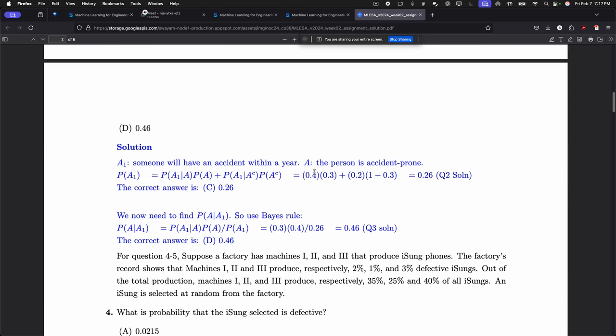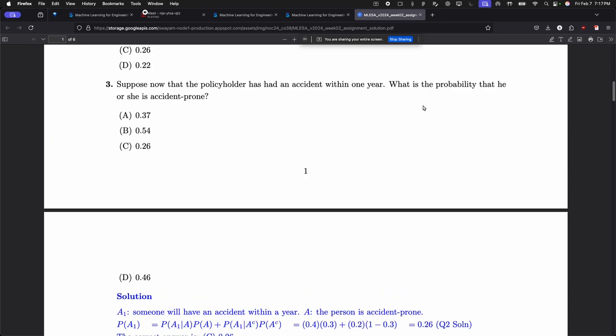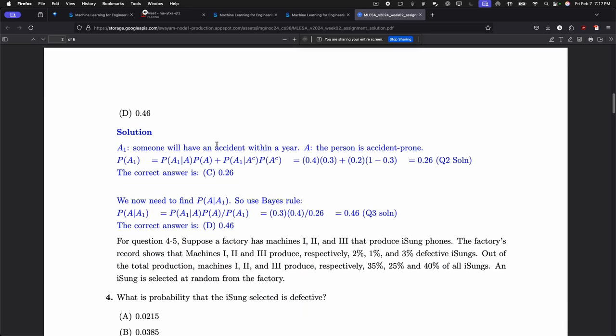Now, suppose the policyholder had an accident within a year, what is the probability that he or she is accident prone? So you have to find the probability of A given A1. That is the probability of A1 given A times P of A, divided by P of A1. If you multiply this here, you will get the same thing. You solve it, you get 0.46. Simple question, simple solution.